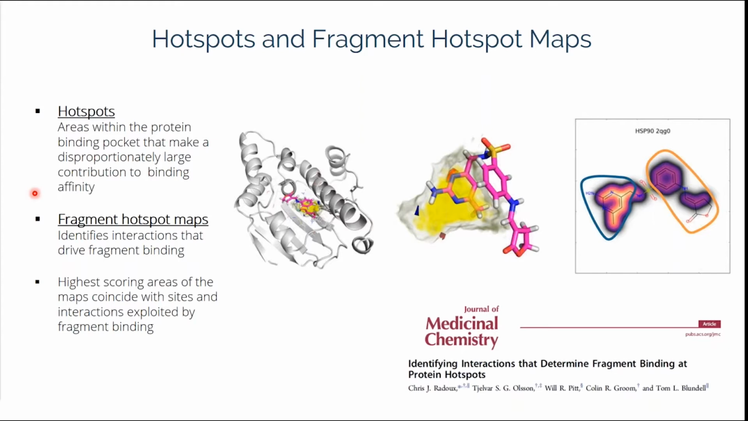The computational method I work with is called Fragment Hotspot Mapping, and was developed specifically with the goal of identifying these key hotspots and interactions. It was originally developed by Chris Radu, who was a CCDC-sponsored PhD student back when this was published. This method encodes information as binding site maps for apolar, hydrogen bond donor and hydrogen bond acceptor interactions. The highest scoring areas of the maps coincide with the sites and interactions that are exploited by fragment binding.